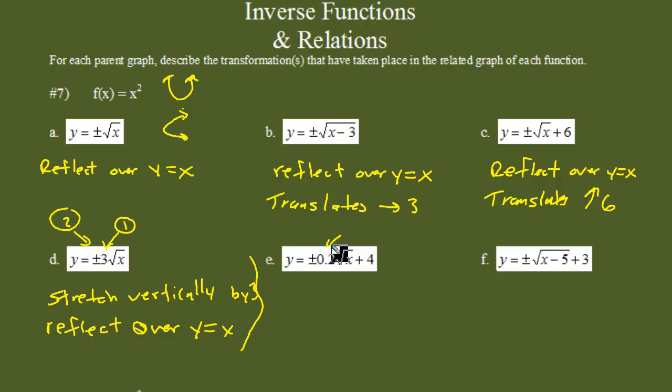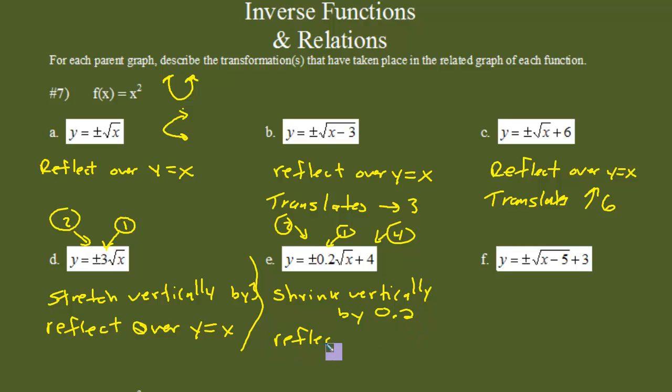E, this 0.2 is first, plus or minus square root is second, and then adding the 4 is the last thing that we do. So we are going to shrink the graph vertically by 0.2. We are going to reflect the graph over the line y equals x, and we are going to translate the graph up 4.